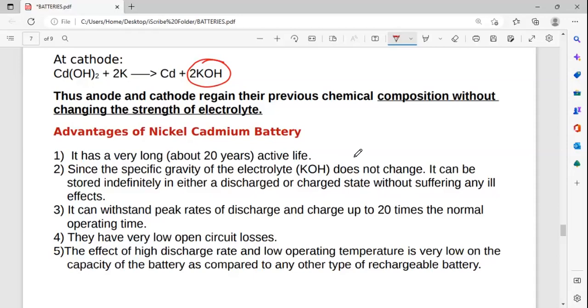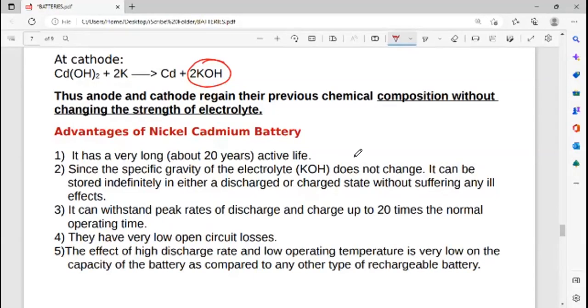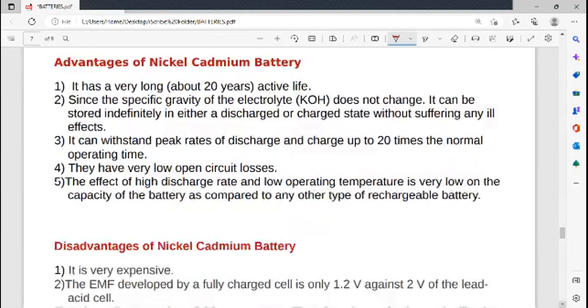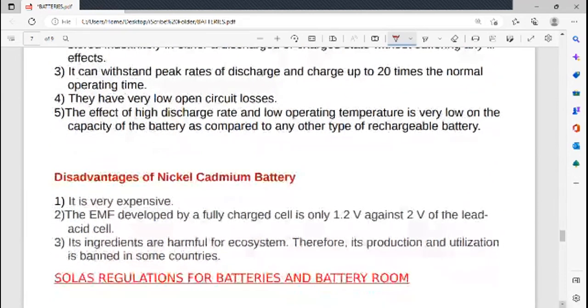Point number five, the effect of high discharge rate and low operating temperature is very low on the capacity of the battery as compared to any other rechargeable battery. Okay, what are the disadvantages? And note the disadvantages are very few, but as I said, they act as a real disadvantage for having an alkaline battery on board the ship.